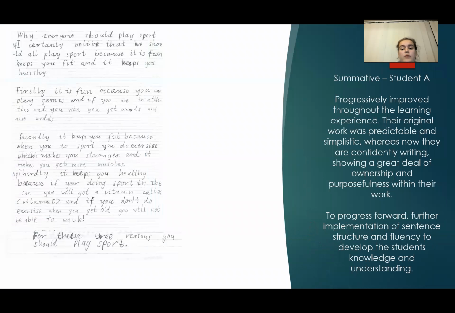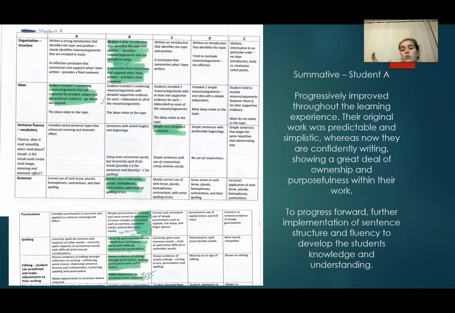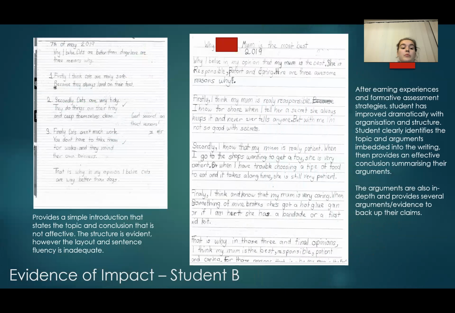To progress even further though, it's just the sentence structure and fluency. Their sentences are quite long, which is marked in the C for sentence fluency, and also with the punctuation, I gave them a low B for that. That's the only thing. Otherwise, they've done really, really well. They're above satisfactory. Student B.